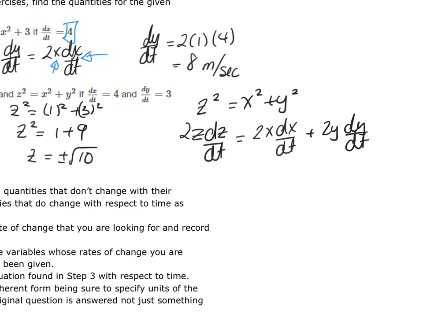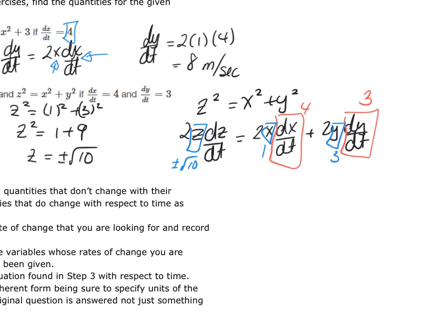If you didn't, that's okay. All right. So now I have replacements. This dy/dt I get to replace with 3. dx/dt I get to replace with 4. My x I get to replace with 1. My y I get to replace with 3. And this is what I had to find my z. My z I can replace with plus or minus the square root of 10.